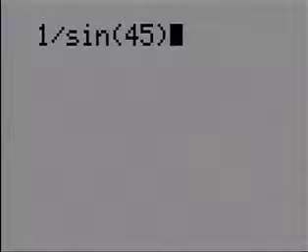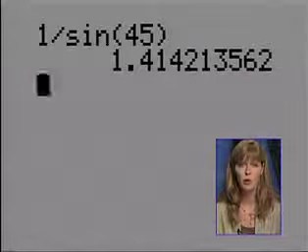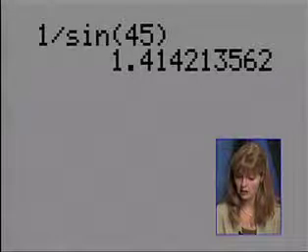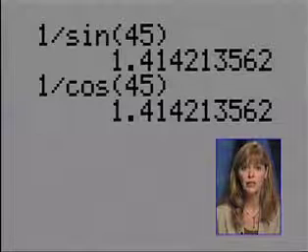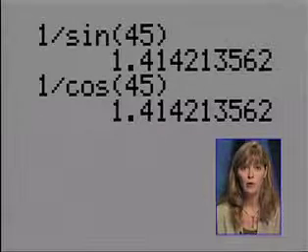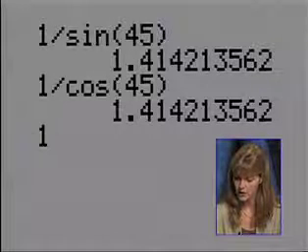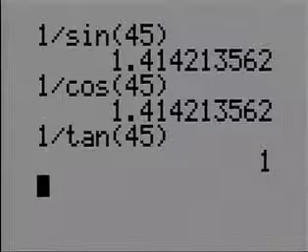We'll have 1 divided by the sine of 45 degrees, and that gives us our value of approximately 1 4/10, which is the same value that we came up with when we evaluated square root of 2. Let's now evaluate the secant of 45 degrees, and we'll do that by looking at 1 divided by the cosine of 45 degrees, which again gives us this value, which is approximately 1 4/10, or square root of 2. And now let's evaluate the cotangent of 45 degrees by taking the reciprocal of the tangent of 45 degrees, which gives us our value of 1.